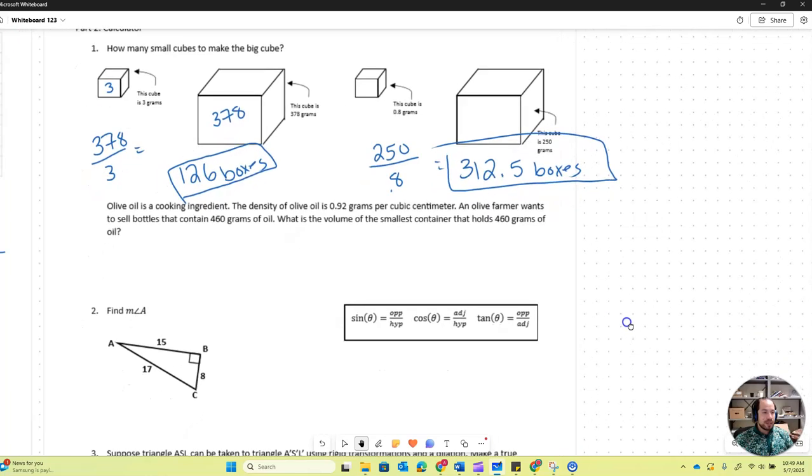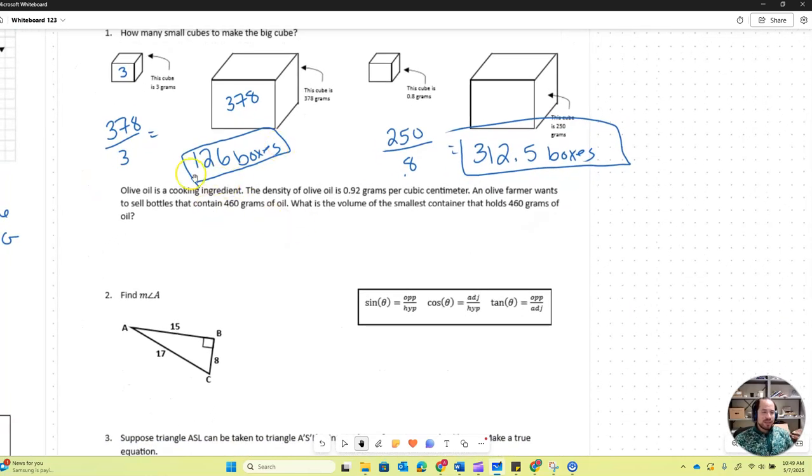All right. So now we're using a similar concept here. We're actually working with a real ingredient. It says olive oil is a cooking ingredient. The density of olive oil is 0.92 grams per cubic centimeter. An olive oil farmer wants to sell bottles of 460 grams. What is the volume of the smallest container that holds 460 grams?